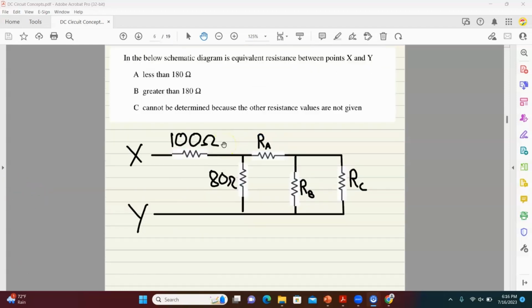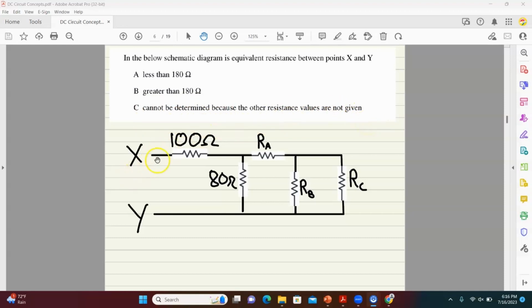Here's the third and final conceptual problem I'm going to be discussing. This is a multiple choice question. It says, in the below schematic diagram, is the equivalent resistance between points X and Y less than 180 ohms, greater than 180 ohms, or cannot be determined because other resistance values are not given.